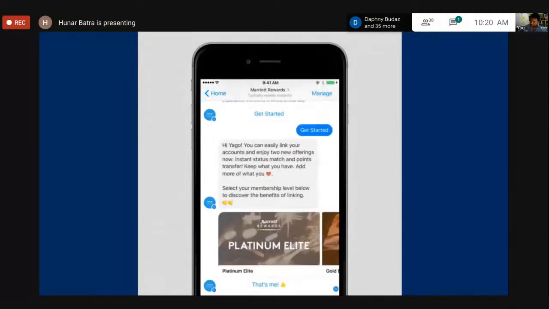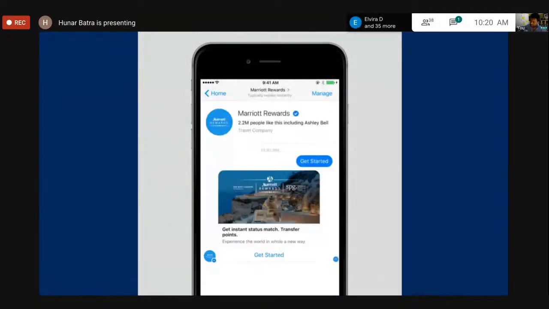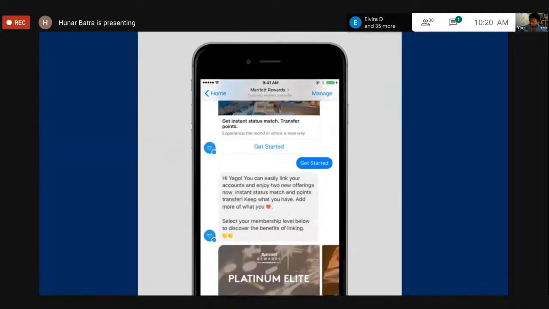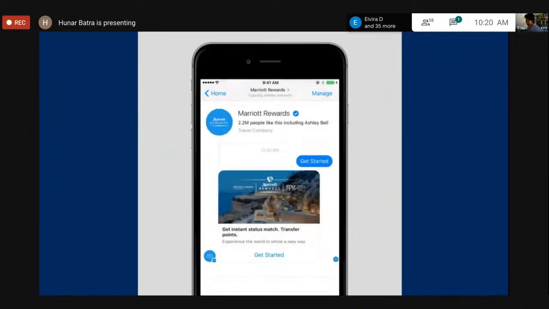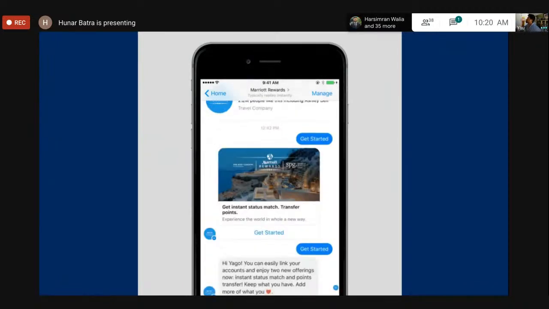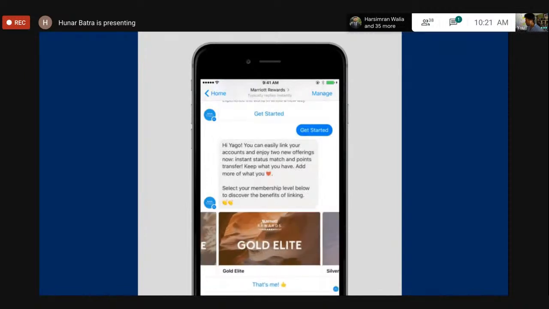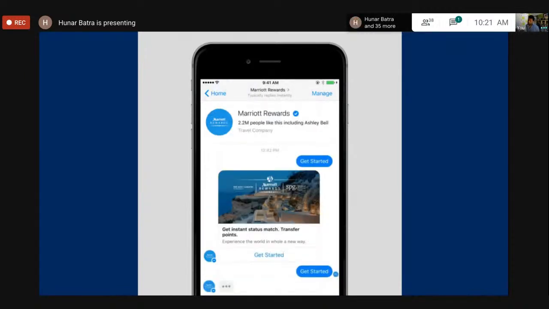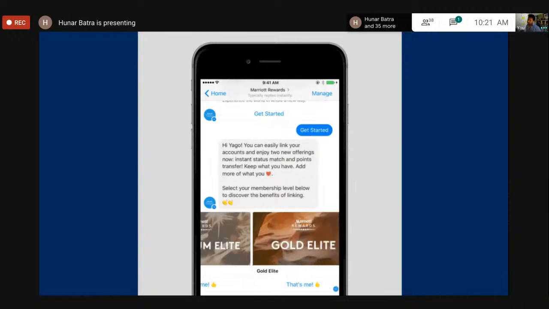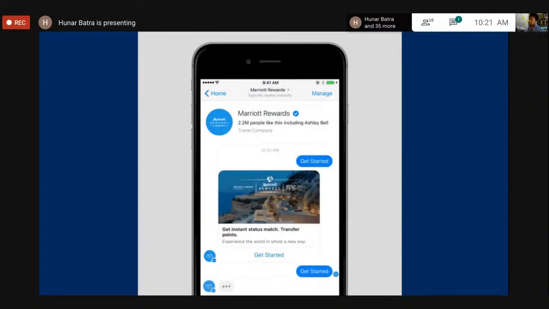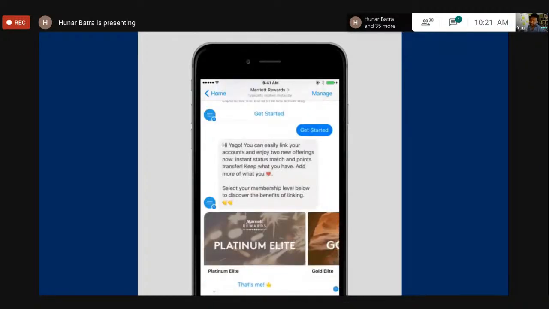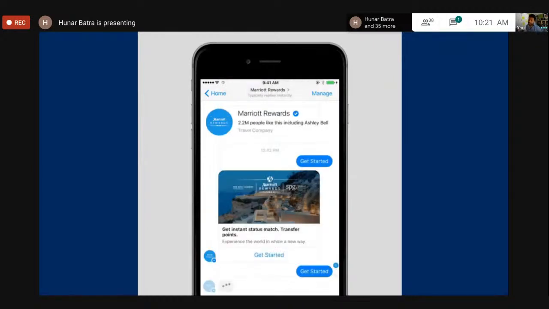Then this is another bot which has been deployed by Marriott Rewards, so that their customers can get to know more about the offers that are going on, or they can avail their points against any new offer. So these were some of the examples of how chatbots are actually being currently used in the industry at the moment.